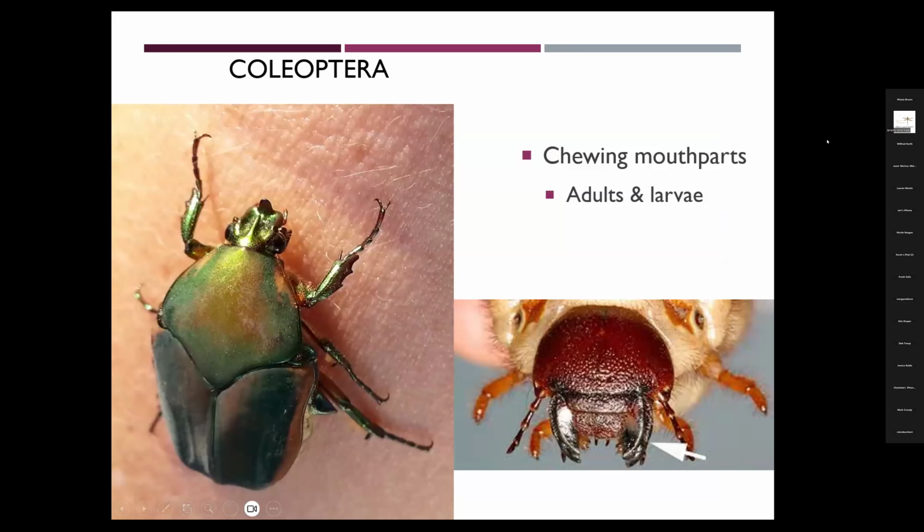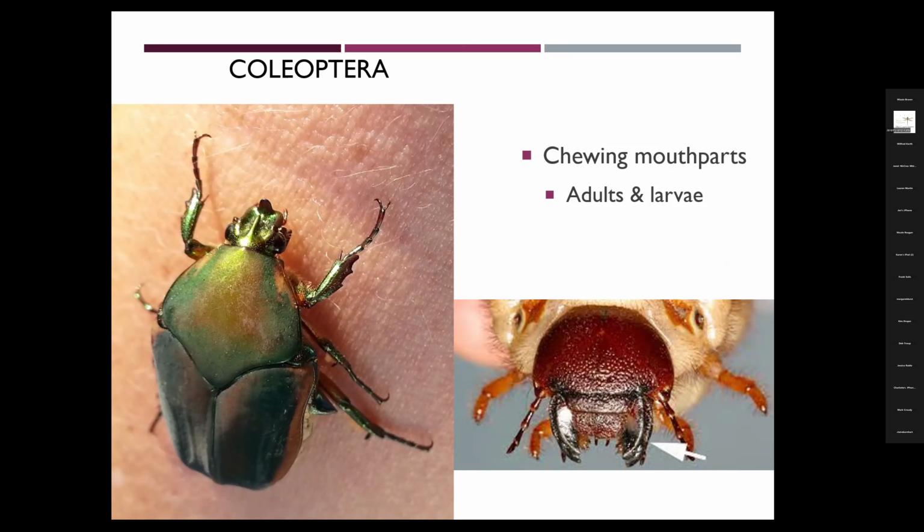Beetles are going to have chewing mouth parts in both the adult and the immature stages. These are going to have complete metamorphosis, whereas everything that we talked about previously has incomplete metamorphosis. And the big difference is they have different life stages. So incomplete is going to have egg, several nymphal instars, and an adult stage, whereas complete metamorphosis is going to have egg, several larval instars, a pupal stage, which is a transformation stage, and then the adult stage.